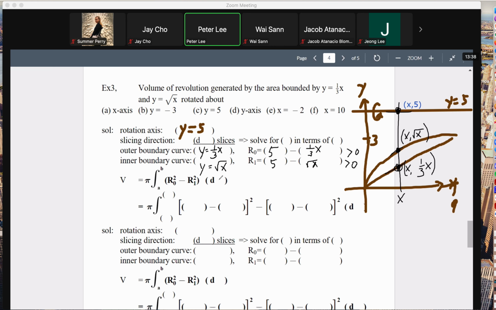So this is now dx slicing. And in x, it ranges from where to where? From 0 to 9. What is the outer boundary curve now? The outer boundary curve is y equals 5, so that will be 5 minus 1/3 x. So we get this. And then what is the inner boundary curve? The inner radius is going to be 5 minus square root of x.